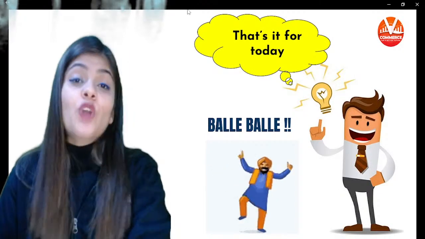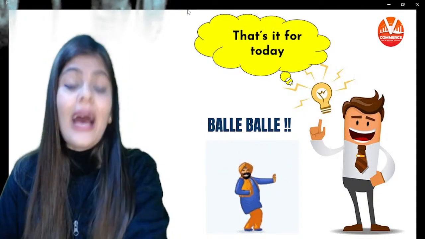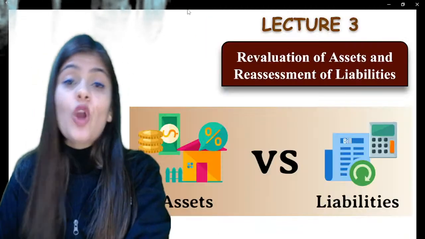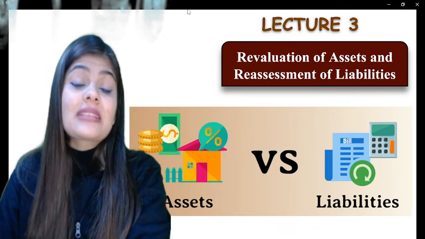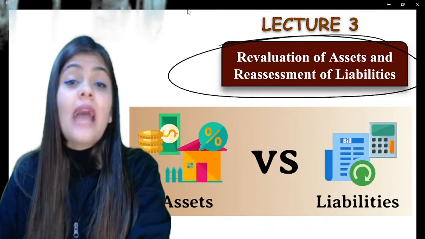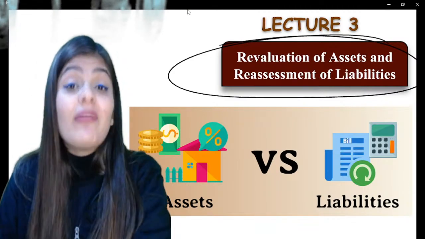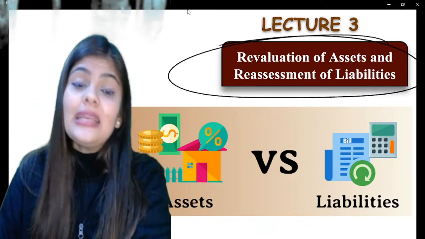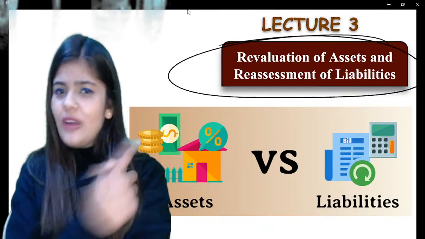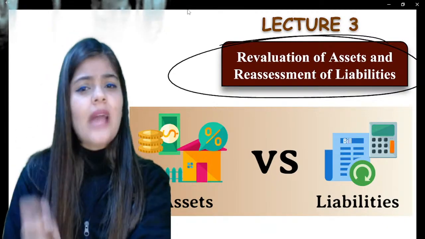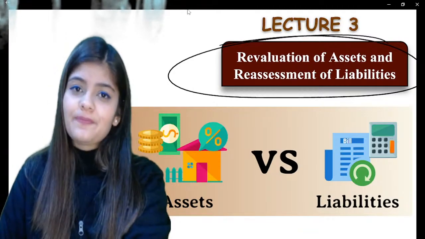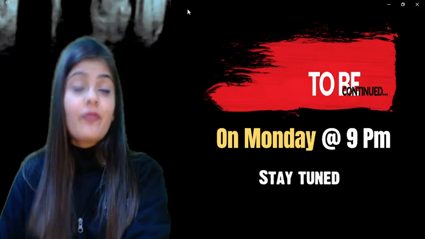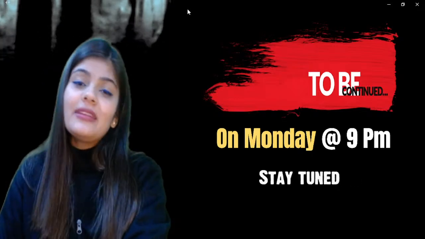Now with this, the topic and the session is over. We have done the treatment of goodwill at the time of retirement. In the next class, we will continue the same chapter and discuss the topic revaluation and reassessment of assets and liability. We have already done this topic in the chapter change in PSR and admission. So we'll see you all on Monday at 9 p.m. with the same chapter and the topic revaluation.